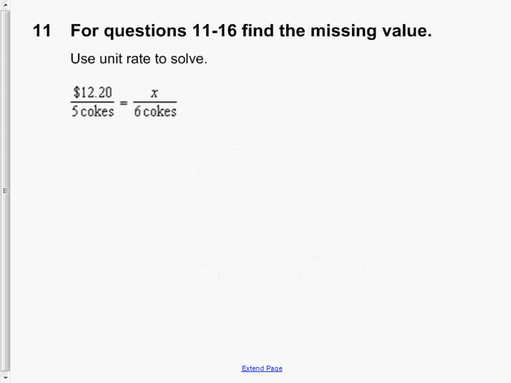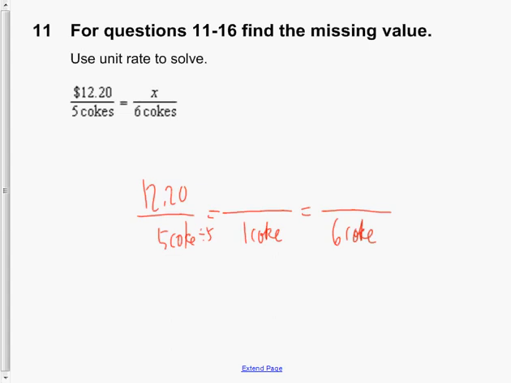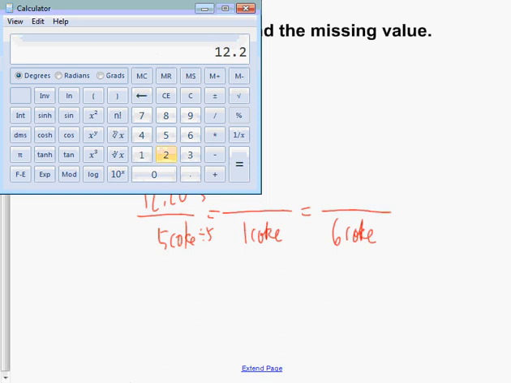For these questions, it says use unit rate to solve. So for this one, we need to take $12.20, and we'd have to break it down. So 5 Cokes is $12.20. We need to find how much it is for 1 Coke, and then refigure that out for the cost of 6 Cokes. So if 5 Cokes is $12.20, then if I divide by 5, $12.20 divided by 5 would tell me that each Coke is $2.44.